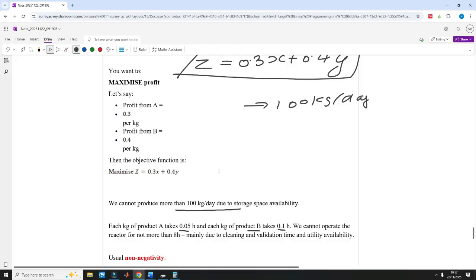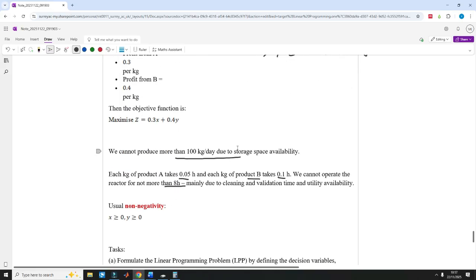So these are called cleaning validation time, and sometimes we may also have some utility limitations. We may not have a sufficient amount of steam, for example, to heat the reactor to perform this reaction at some particular temperature. So we have some conditions, which means we cannot operate this reactor more than 8 hours in a day. That's the limit.